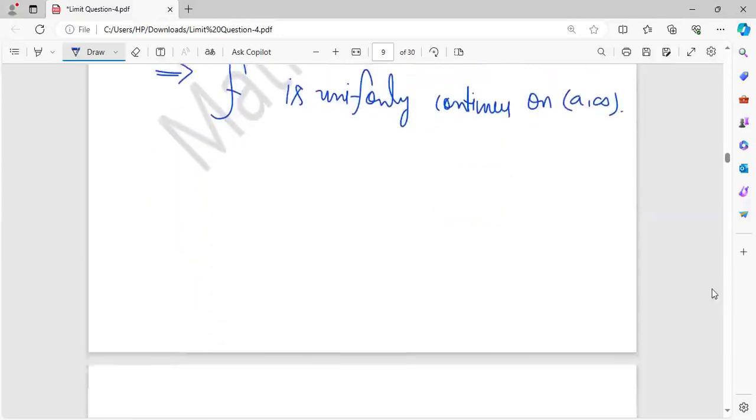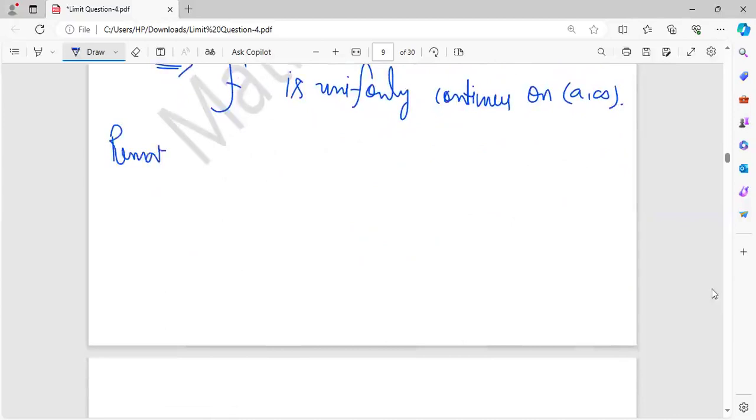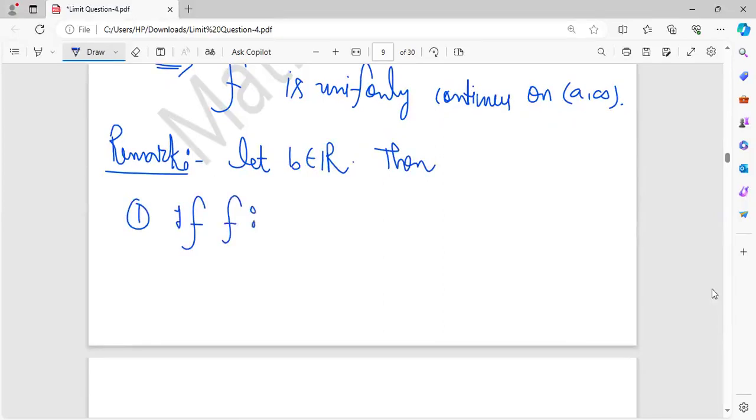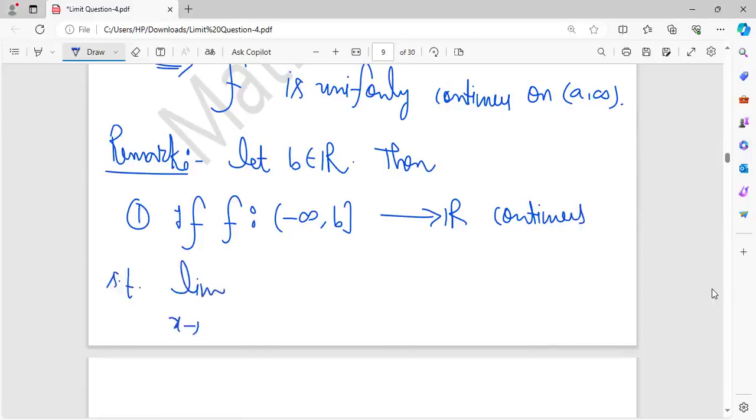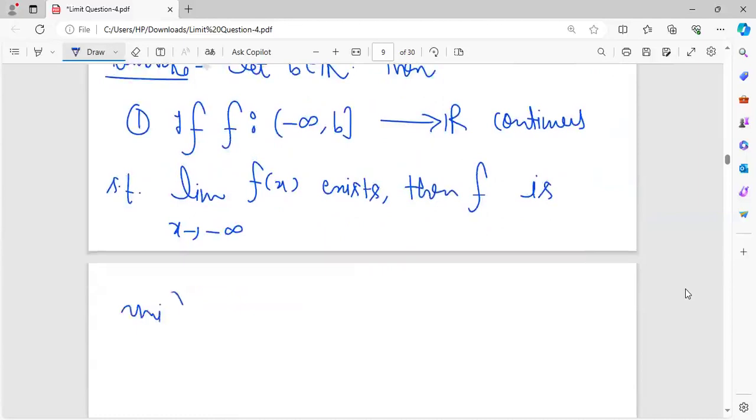So we remark, suppose I am taking b belongs to R. Then we can prove similarly: if f on (minus infinity, b] is continuous such that the limit as x tends to minus infinity of f(x) exists, then f is uniformly continuous on it.